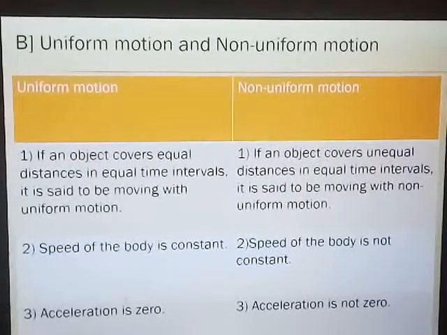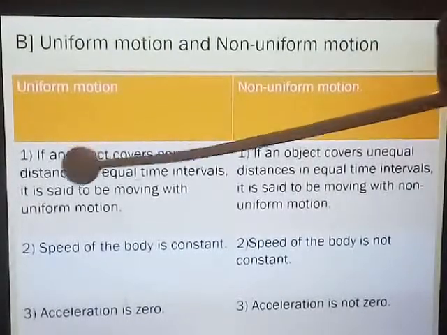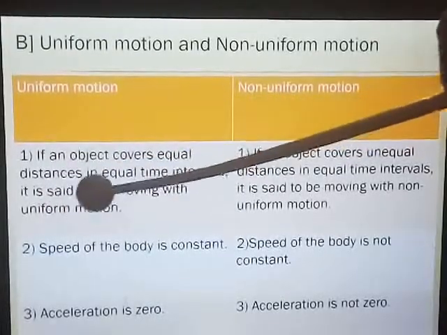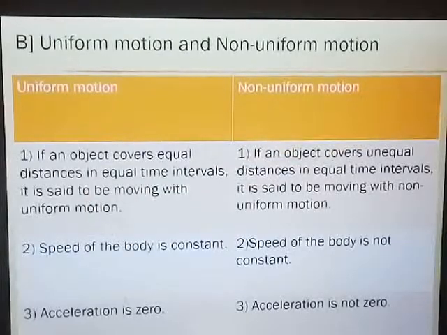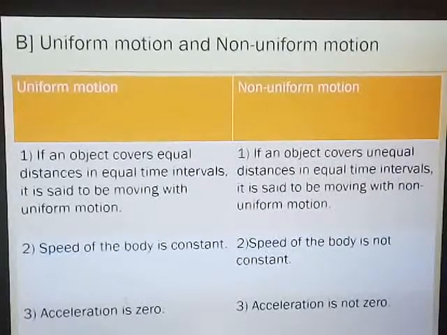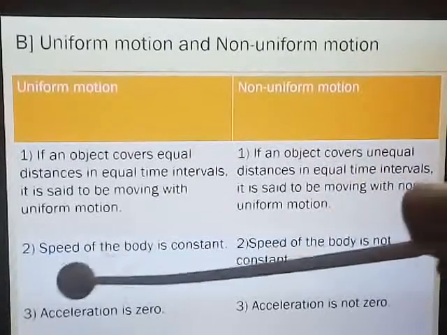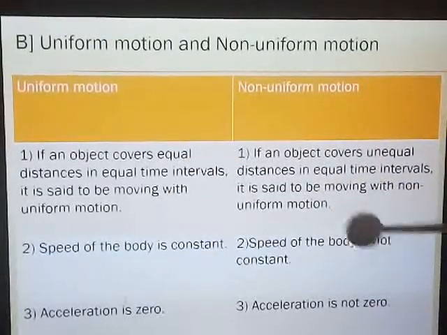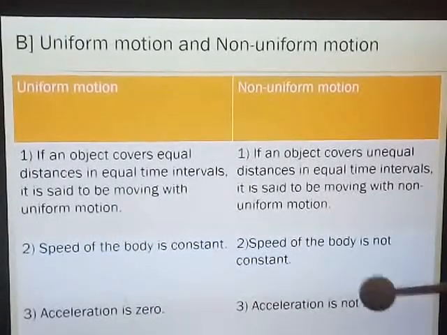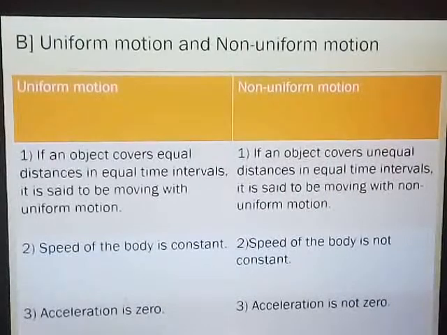I read once again. Those who want to jot down can immediately write down the points. If an object covers equal distances in equal time intervals, it is said to be moving with uniform motion. If an object covers unequal distances in equal time intervals, it is said to be moving with non-uniform motion. Speed of the body is constant, speed of the body is not constant. Acceleration is 0, acceleration is not 0. Here we complete question number 2, that is distinguish the differences.